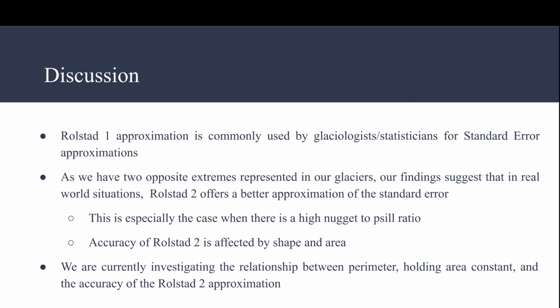This is especially the case when there is a high nugget to sill ratio, because as the nugget to sill ratio increases, the overestimation of the empirical standard error by the original Rolstad approximation increases linearly. However, the accuracy of the Rolstad 2 was influenced by shape and area. We are currently investigating the relationship between perimeter, holding area constant, and the accuracy of the Rolstad 2 approximation in order to obtain an approximation method that is reliable under yet more conditions.